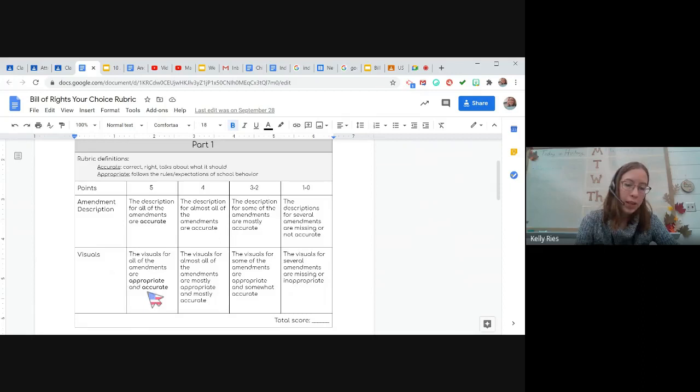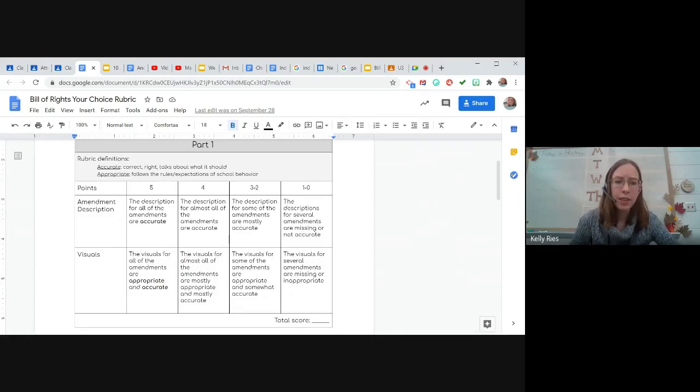The other half of your points is going to come from the visual you choose. The visuals for all of the amendments need to be appropriate, which means they follow school expectations and rules of behavior. And just like beforehand, they need to be accurate, so they fit well. So those are my 2 general big expectations for the visuals and the descriptions.